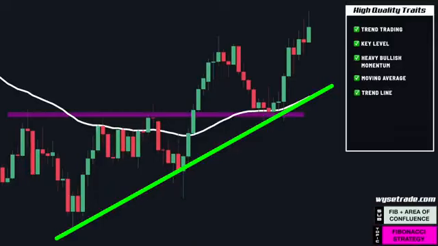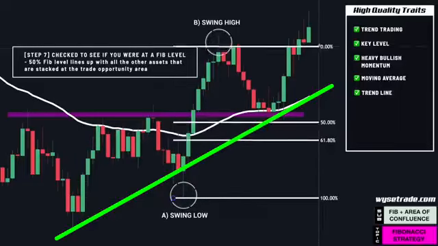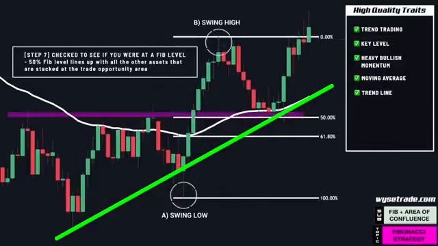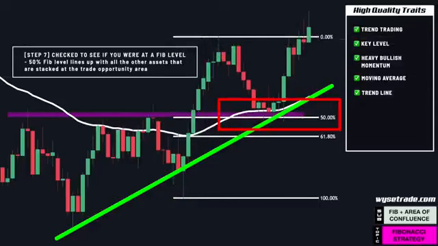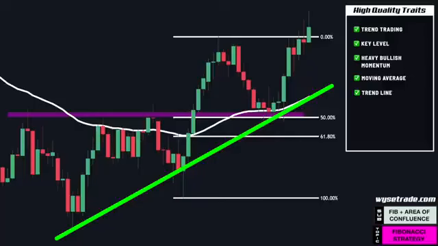Then, you would have checked to see if you were at a fib level as well. Click at the swing low, drag it up to the recent swing high, and perfect. The 50% fib retracement level also lines up right at the area. Another high quality trait.